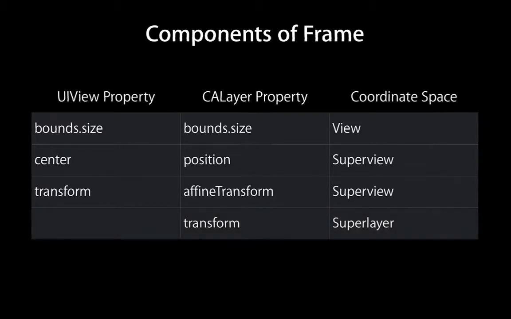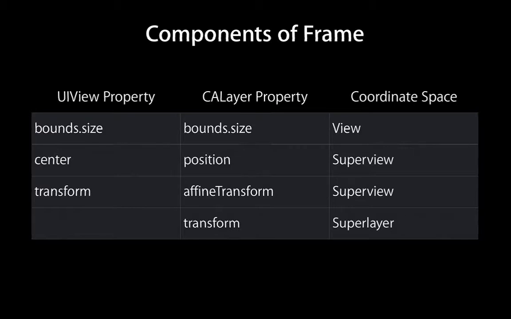So the first is transform. This is a CATransform3D. So instead of in 2 dimensions, it allows you to translate your view in 3 dimensions on the X, Y, and Z axes. You can do rotations, transforms, scales. There's a whole variety of different convenience functions for dealing with them. But they're just matrix multiplication, basically. So transform is just on CALayer, not exposed through UIView. And it's, again, in the superlayer's coordinate system.